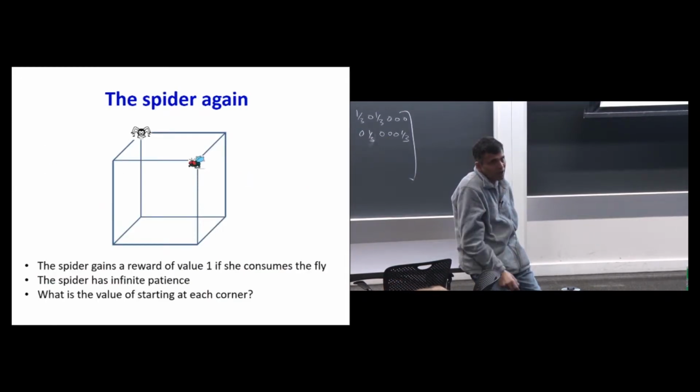So now let's go back to this case. This spider gains a reward of value 1 if she consumes the fly, and there's no cost for walking, right? What is the value of starting at each corner?